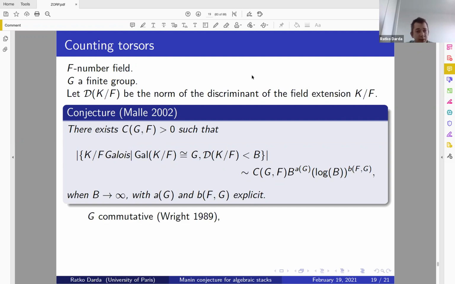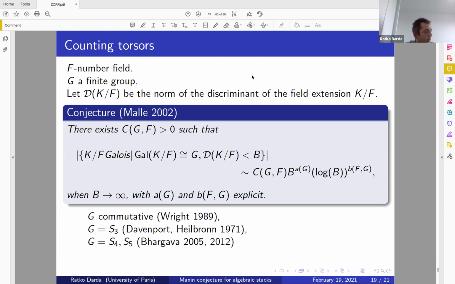Now this is proven when G is commutative by Wright, for S3 by Davenport and Heilbronn, and for S4 and S5 by Bhargava. There are some other results by Wang, for commutative groups times S3, S4, or S5. There is a counterexample by Klüners.